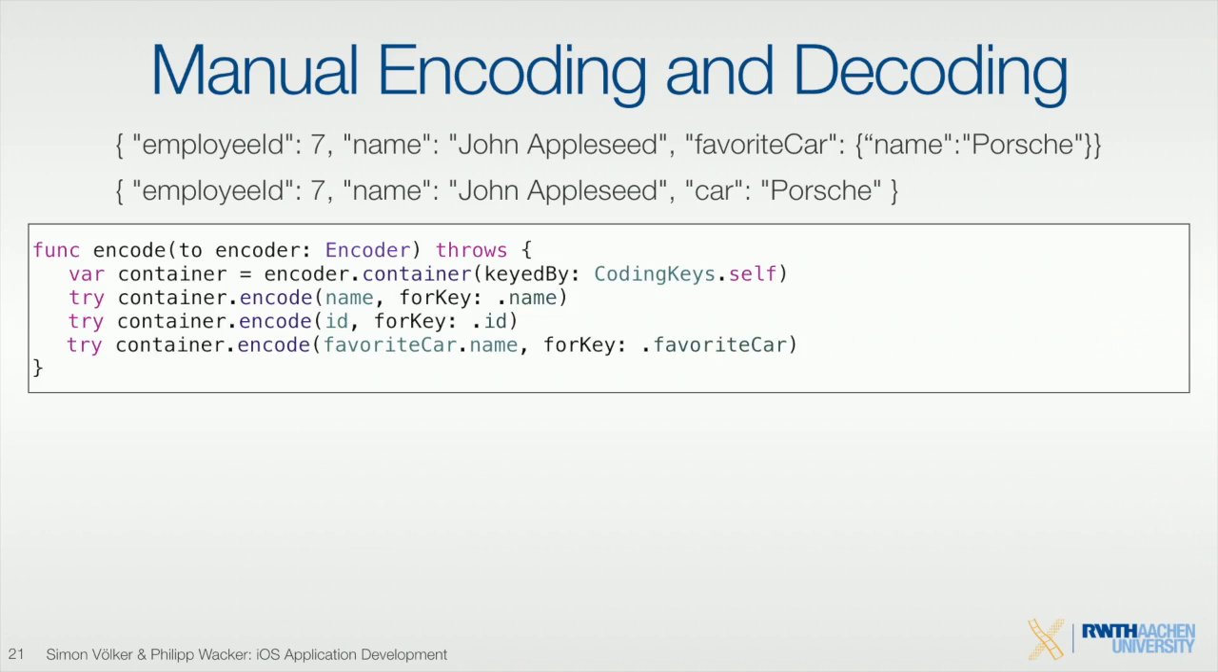So you can actually write your own encode and decode functions by defining these particular behaviors. This is the encode mechanism, saying the container should be the coding keys here, and I want to encode the name, and I want to encode the ID. And instead of encoding my favorite car as another structure, I'm encoding just the variable inside it, saying my favorite car should have the same key, but I just want this particular variable inside.